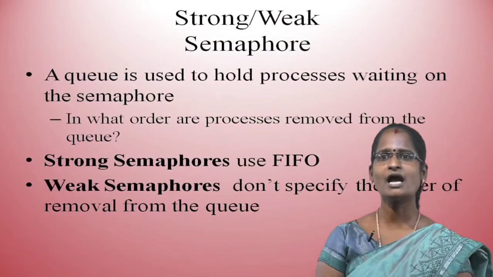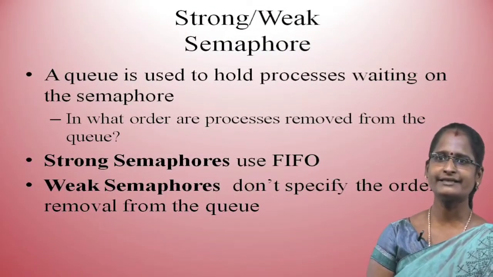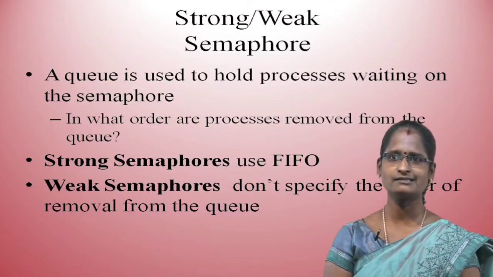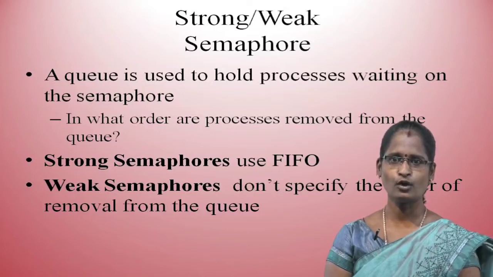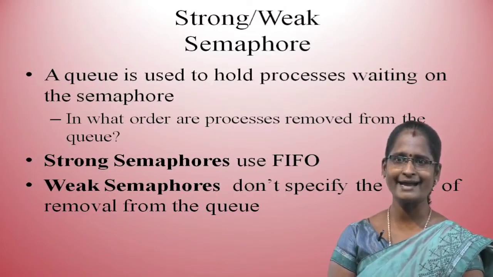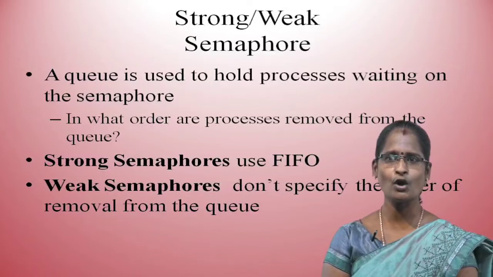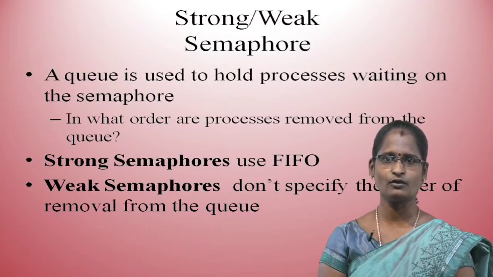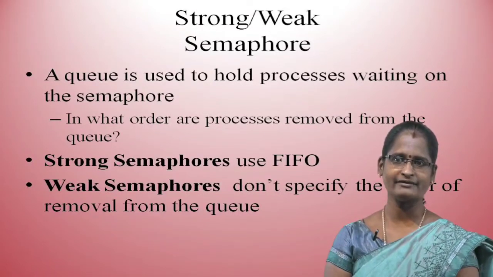The next one, strong or weak semaphore. A queue is used to hold processes waiting on the semaphore. In what order are processes removed from the queue? For both the counting semaphore and the binary semaphore, a queue is used to hold processes waiting on the semaphore. The question arises of the order in which processes are removed from such a queue.